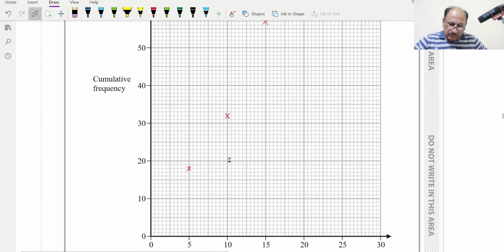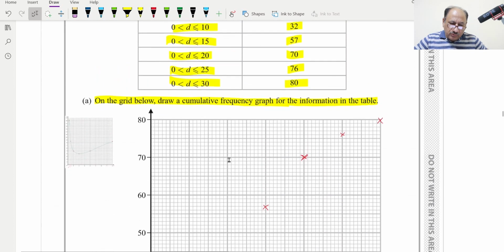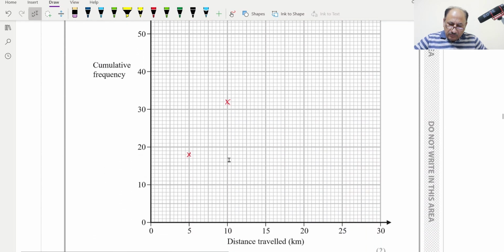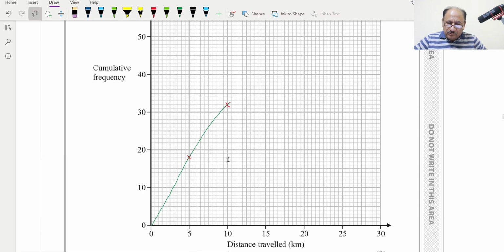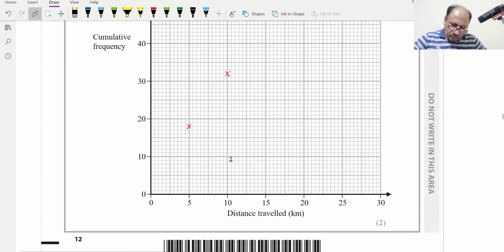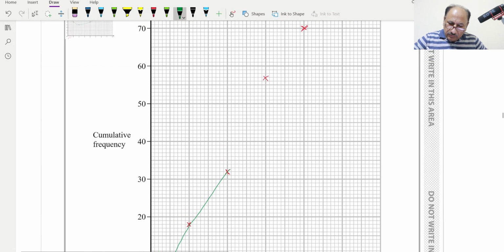Now we will be drawing the curve also. They're saying on the grid below, draw a cumulative frequency graph for the information table, so we have to draw the cumulative frequency graph. For that one we can draw a smoother curve. So I will try to draw a smoother curve like this one, and I will draw it in pieces so that I can rectify in pieces. So this one, and next will be not like that.